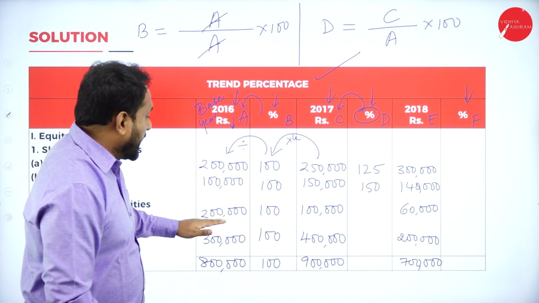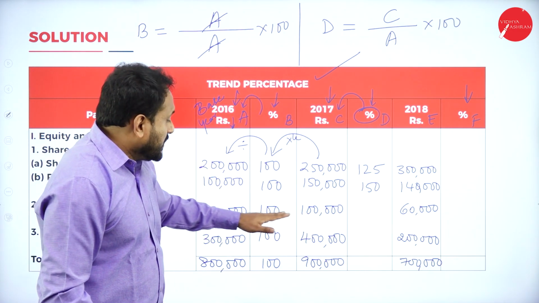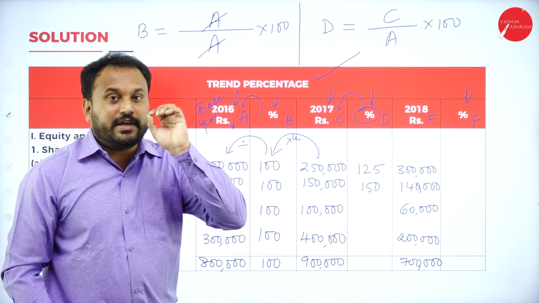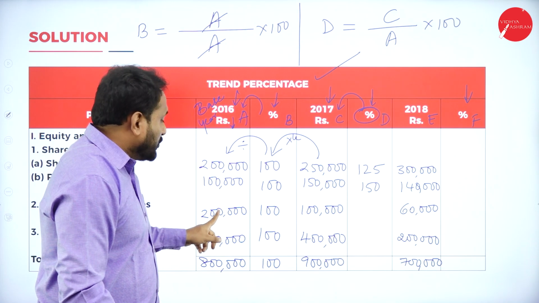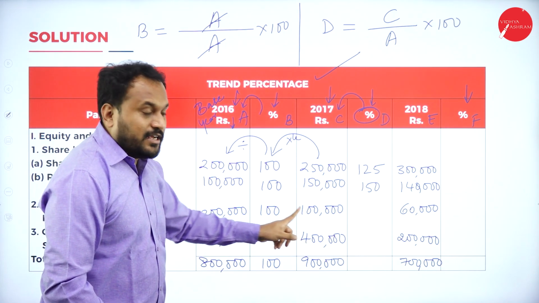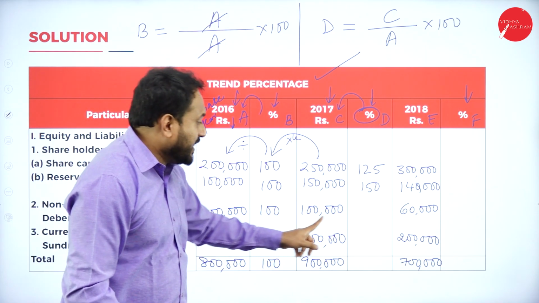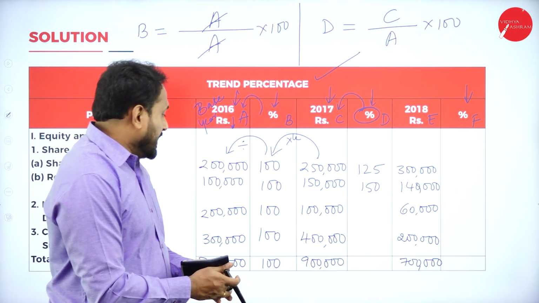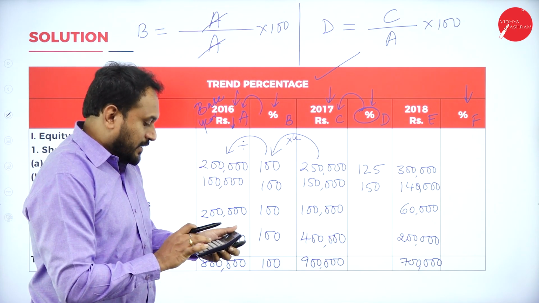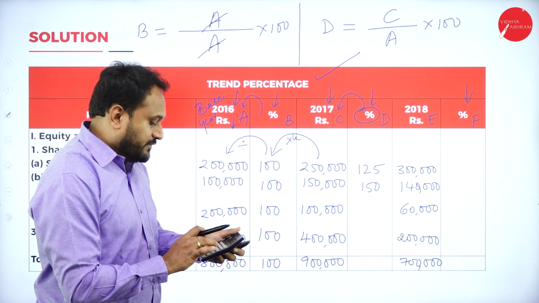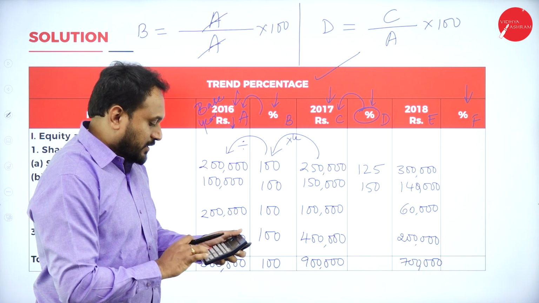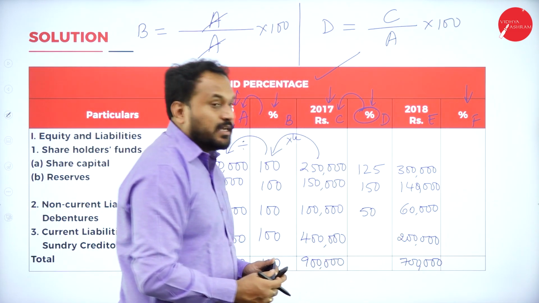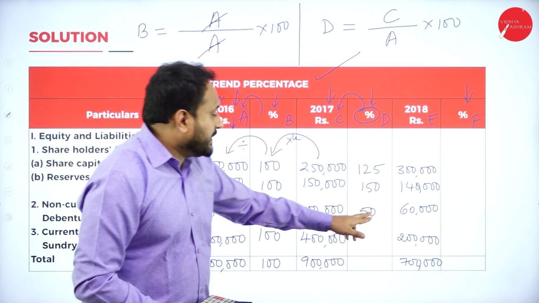Now let's go with this 2 lakh. Now here it is 1 lakh. Will it be more than 100 or less than 100? It should always be less than 100 because 2 lakh is greater than 1 lakh. So 100% will be greater than whatever percentage will come here. Let's understand this. 1 lakh into 100 divided by 2 lakh is equal to 50. So it is 50%.